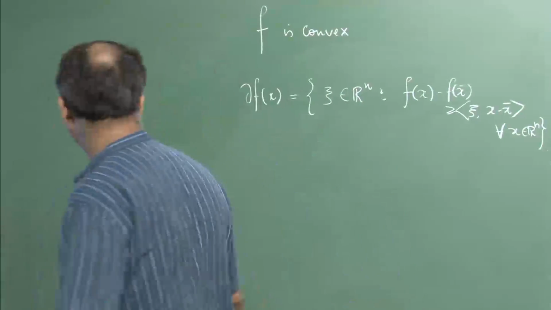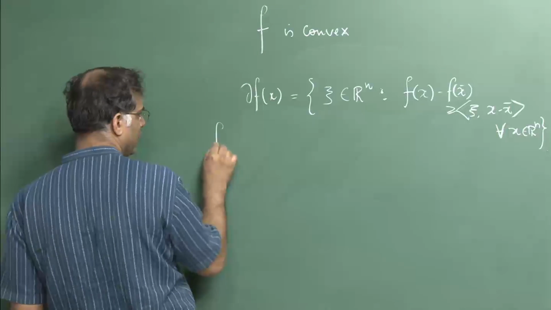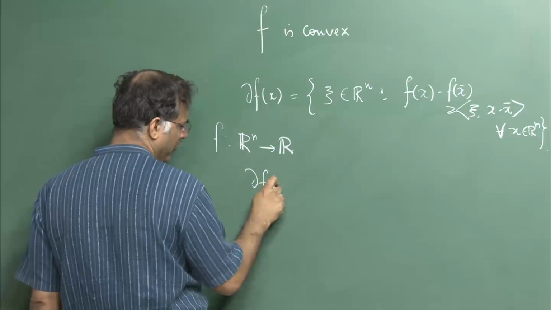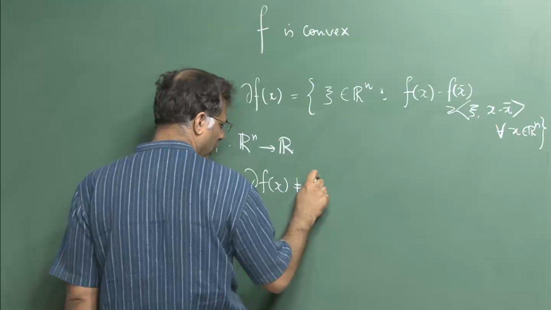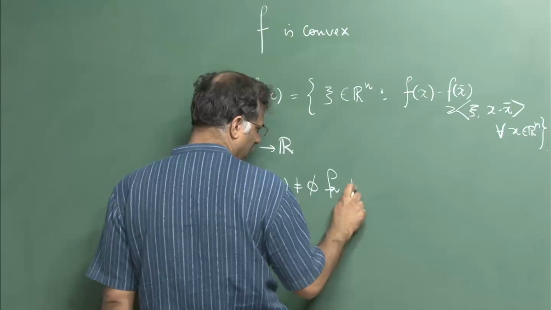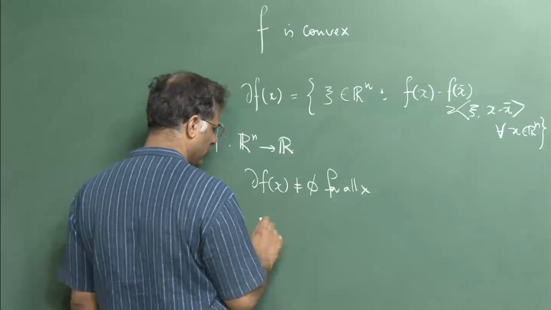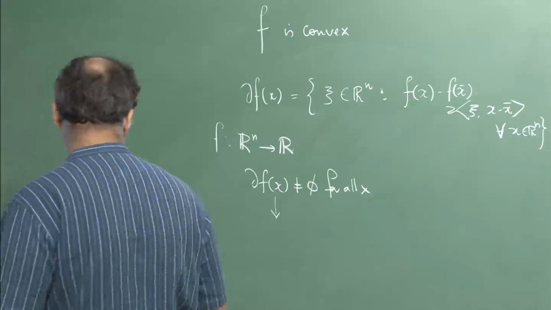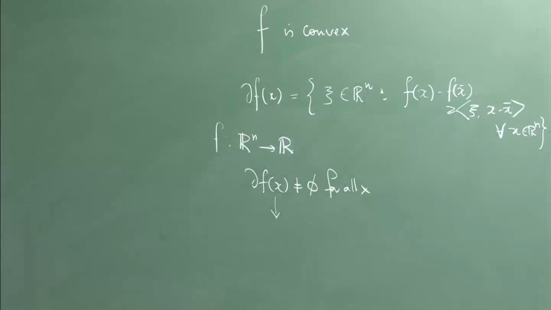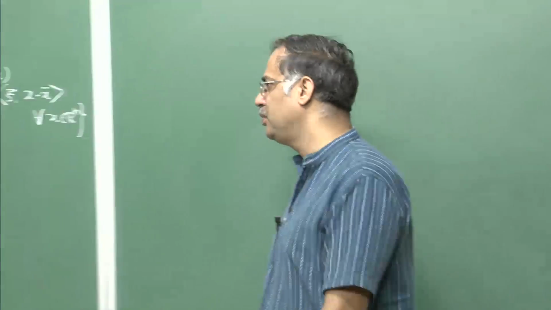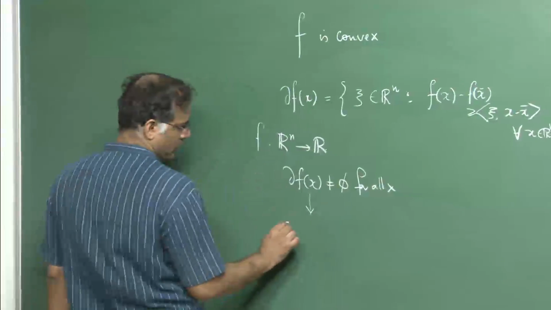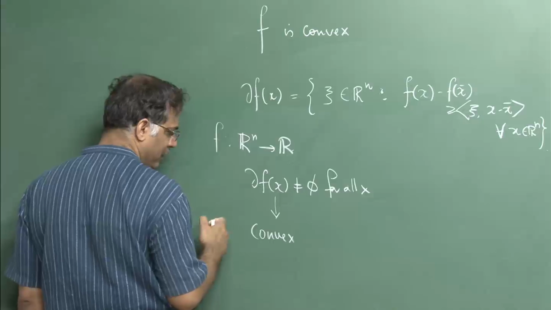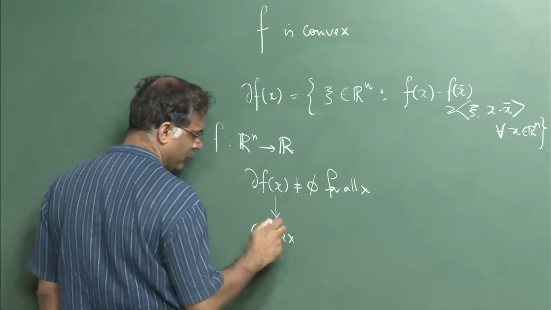When f is from Rn to R, then the subdifferential of f at any x is not equal to the empty set for all x, and this is both convex and compact. So, it is convex, closed and bounded. So, these are the fundamental properties of the set valued map, or the set which mimics the derivative at every point x where the function is not differentiable.